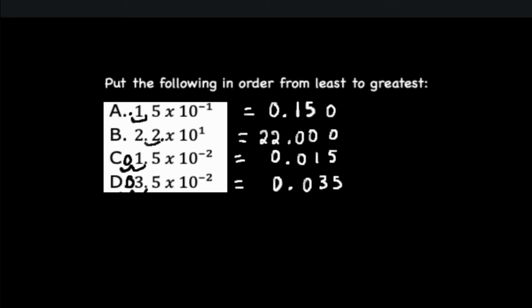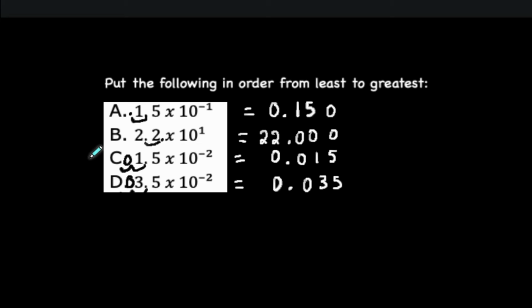So we have 0.15, 0.015, 0.035. Okay, so we know that this is the next greatest value. So let's just focus on these 2 values right here, because we have zeros in the same place value position in the 10th place, right? So let's go over to the 100th position. So we have a 1 here and we have a 3 here. So that means that this is the smaller value, right?